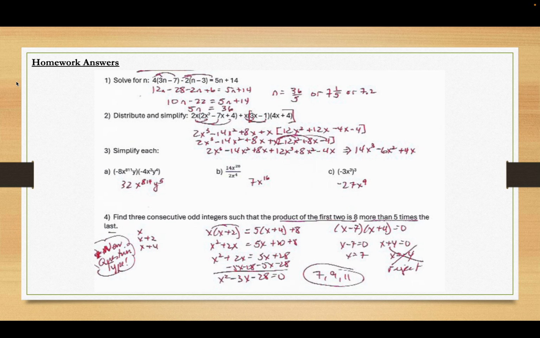So take a look at this. Of course, you're going to do stop and start. If you have any questions about the homework, please feel free to email me if you don't understand it from the work that I showed.